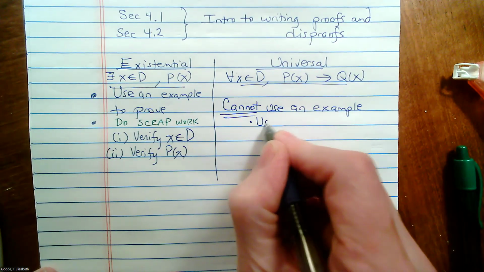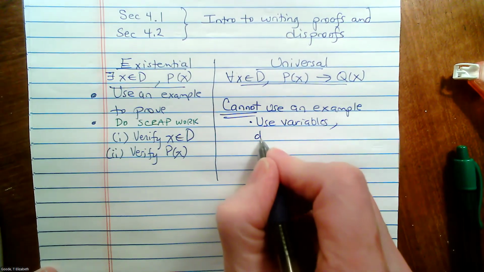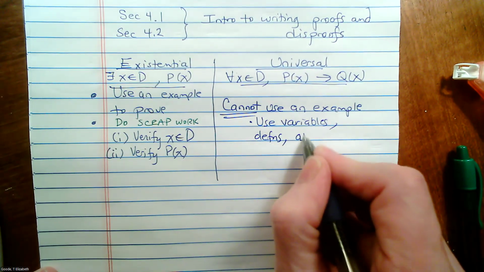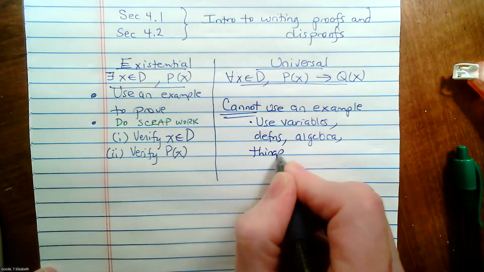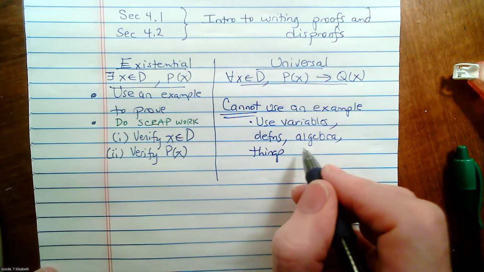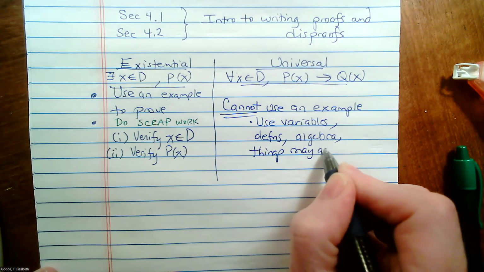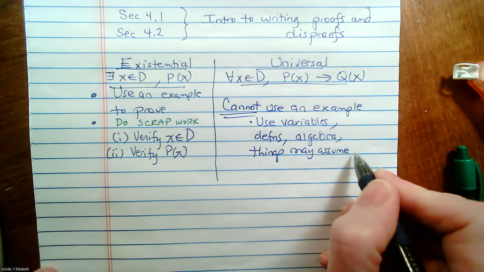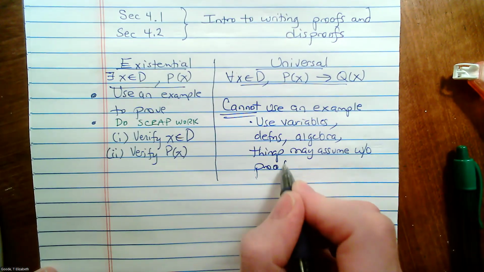We use variables and definitions, algebra, and things we may assume without proof, like closure properties of the integers, like sums of integers are integers, and the zero product property.